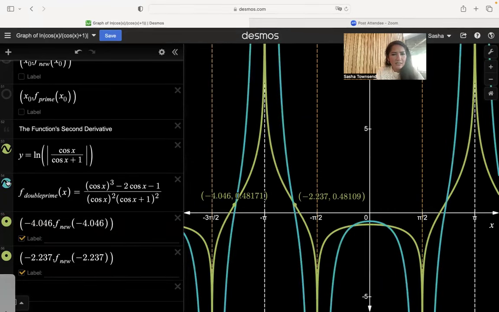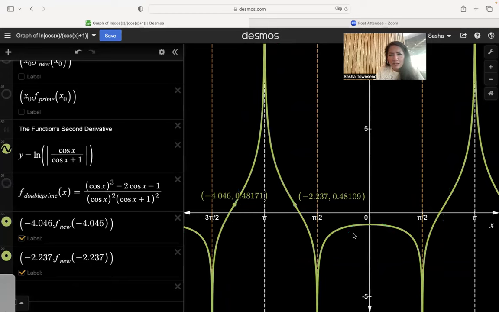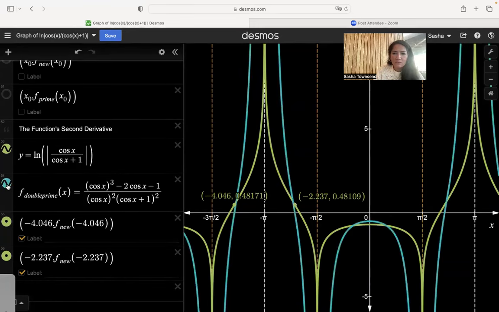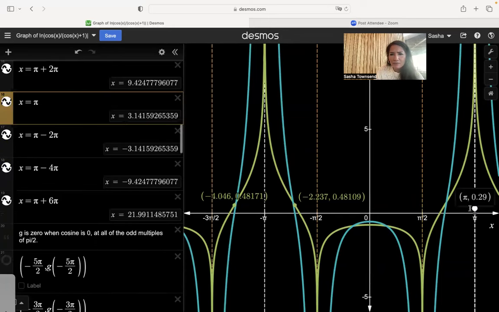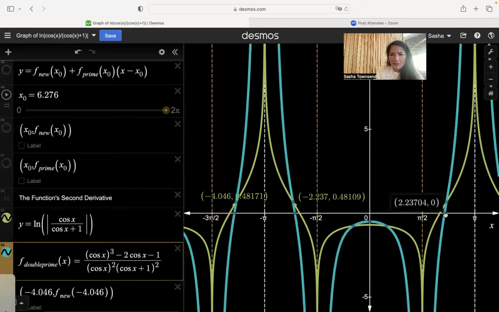It sure is. And then over here, our function looks like it's concave downward the whole time. So I'm expecting the second derivative values between negative pi over 2 and pi over 2 to all be negative. And they are. And then over here on the interval from pi over 2 to pi, our second derivative is 0 at positive 2.237. So we're starting to repeat that pattern that we saw over here.